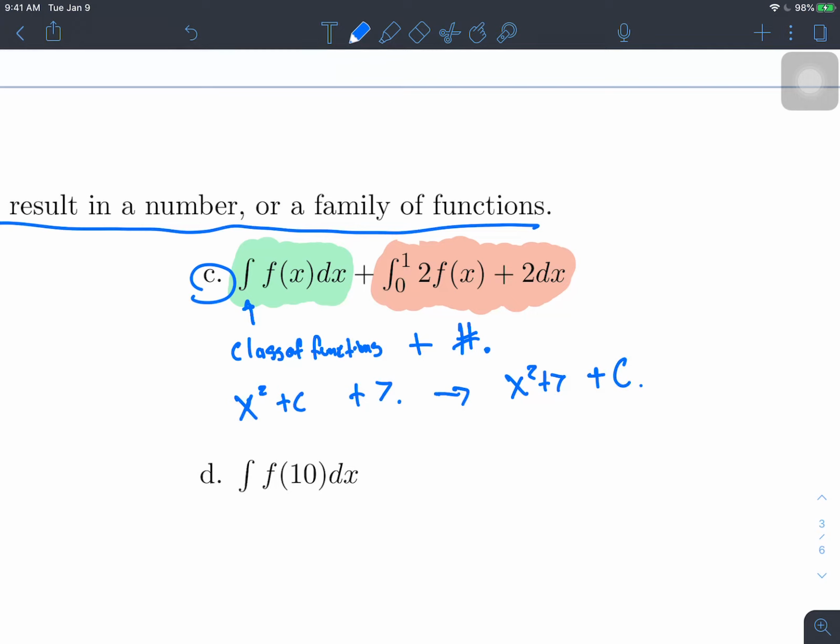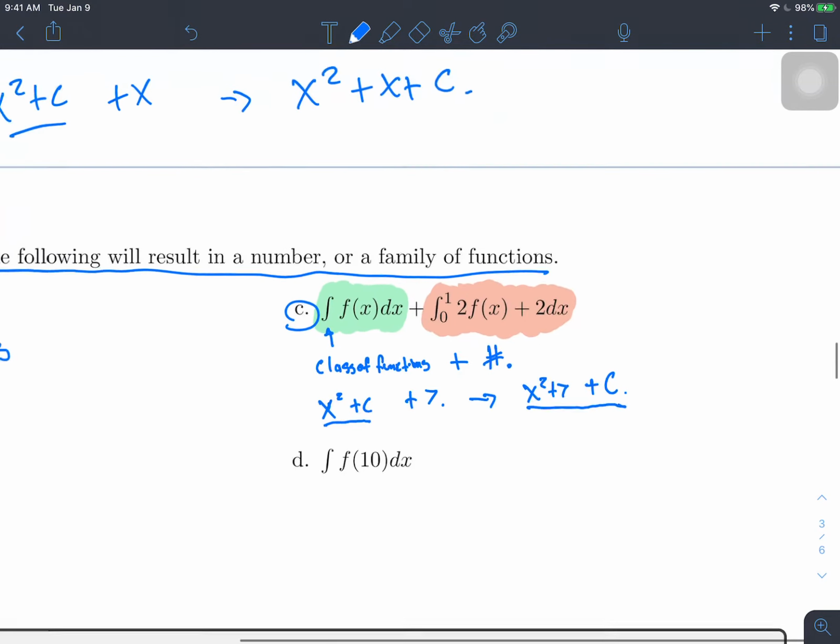This is actually the same class of functions, because we can just change c, right? By which I mean the class of functions x squared plus c is the same as the class of functions x squared plus 7 plus c, because we could just put the 7 into the constant basically and not worry about it, because c can be any number that we want. So in particular we could make it 7 less than it was before and get the same function. Okay, so class of functions.